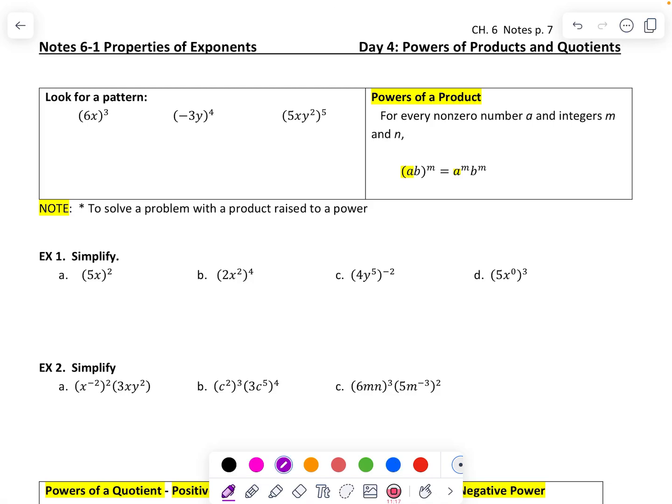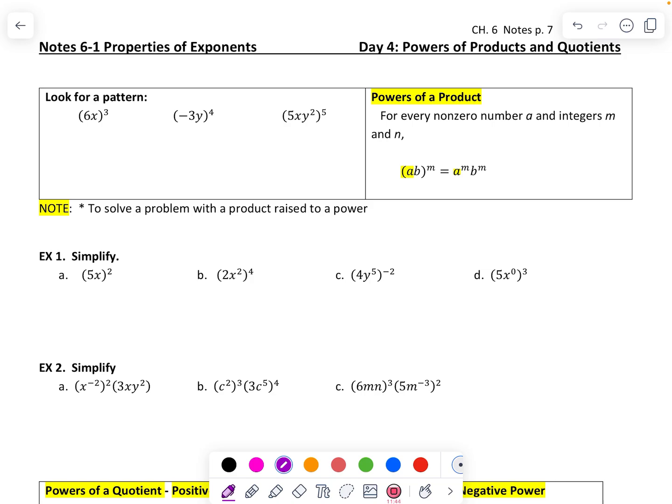All right, congratulations. You made it to day 4 of Properties of Exponents, our last day of notes. You're going to learn your last rules today that we'll have to keep straight. And you'll see it's going to get very interesting as we put all these rules together. Well, we learned yesterday that power to power rule, right?